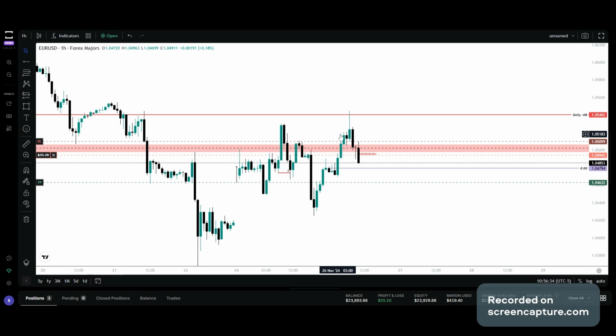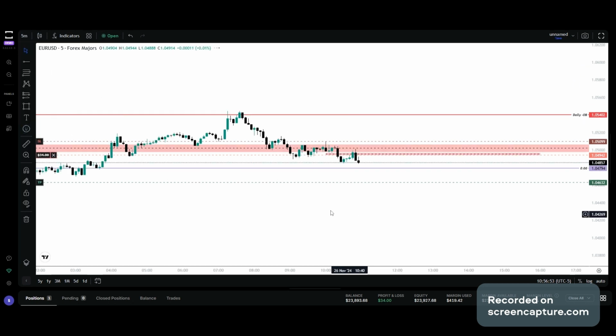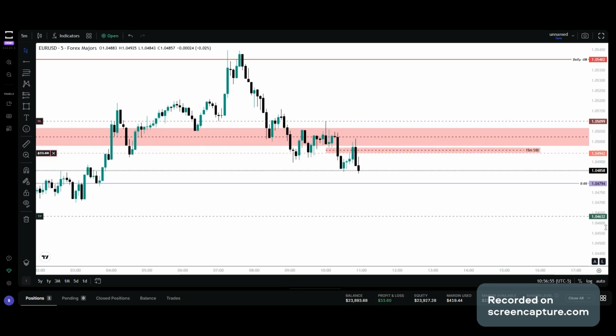Well, London buy side is way up here, but we took out London buy side liquidity. We took out yesterday's high, which is also important. And then we displaced lower on the 15-minute, which is what I'm monitoring right now.